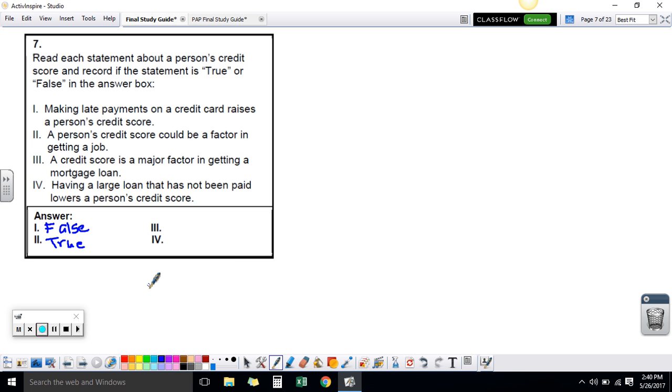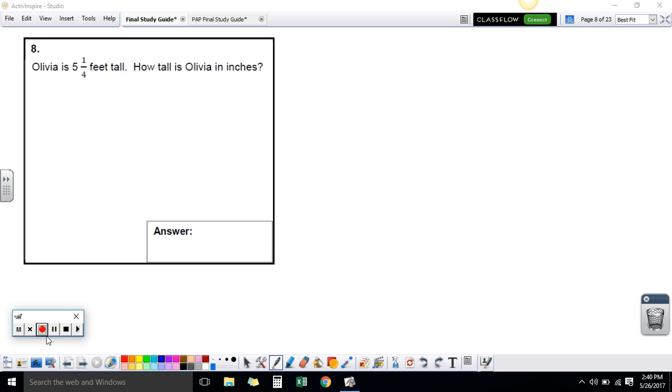And that is a special kind of loan that helps pay for your house, buying a home. So yes, this is true. Your credit score has a major factor in getting a mortgage loan, being able to buy a house. Number 4, having a large loan that has not been paid lowers a person's credit score. This is true. If you have borrowed a bunch of money and you have not been paying on it, your credit score is going to drop. So 1 is false, 2, 3, and 4 are all true.